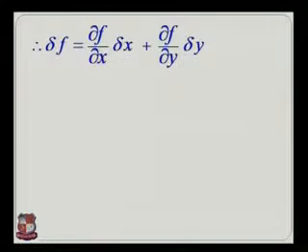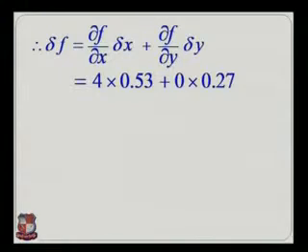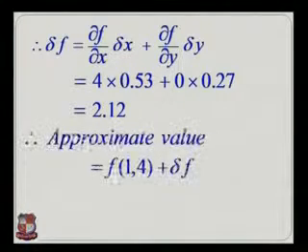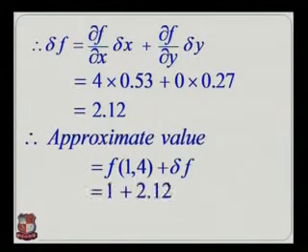So, delta f is equal to del f by del x into delta x plus del f by del y into delta y, because f is a function of x and y. Del f by del x is 4 and the change in x is 0.53, plus 0 into delta y, which is 0.27. So, the answer is 2.12. This is the change in f. So, the approximation value is equal to f(1, 4) plus delta f. We already have the value of f(1, 4), that is 1, and the change in f is 2.12. So, the final answer is 3.12.